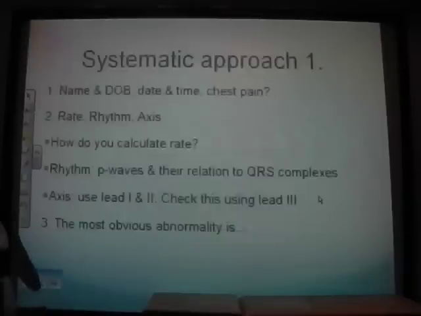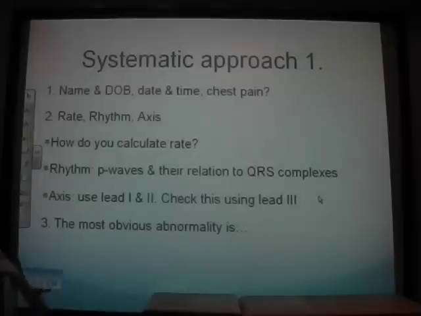Well, first of all, if you break it down, step one, always going back to the basics: name, date of birth, date and time, and if they have chest pain. They're really, really essential, especially if you've got a series of ECGs to look at together over time. You need to know exactly when each one's done. You need to know the rate, the rhythm, and the axis.